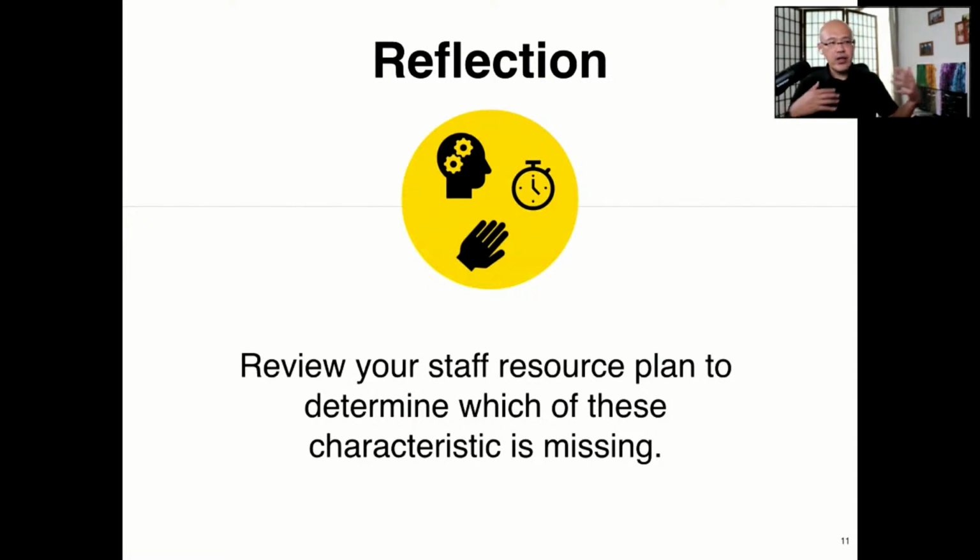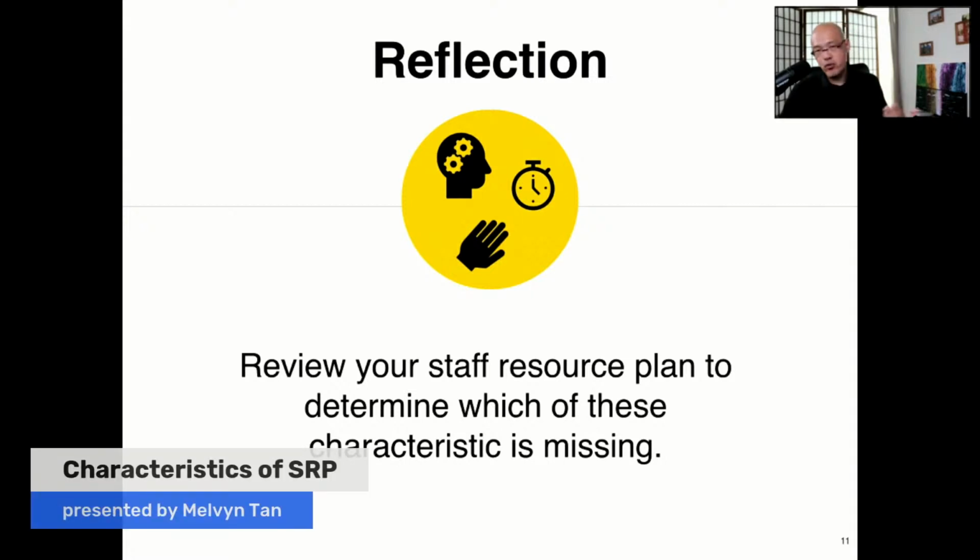So, the question I want you to ponder over is the following. Review your own staff resource plan right now and determine which of these characteristics is missing, and then decide on how you are able to introduce that into your staff resource plan. And once you've done that, what does the process look like?